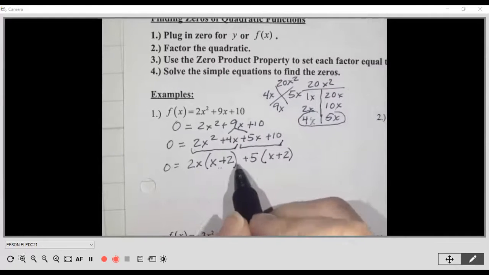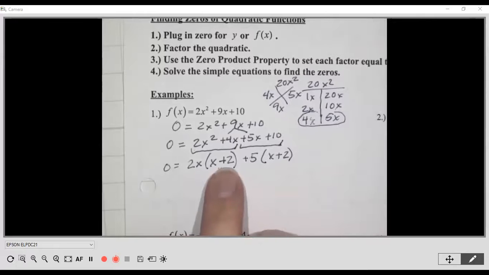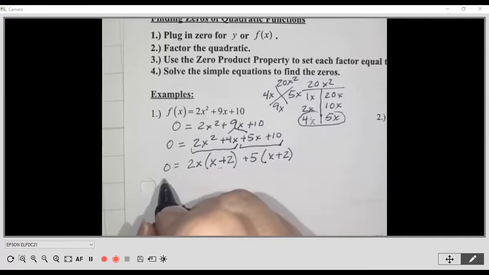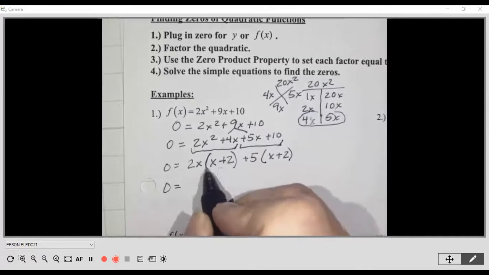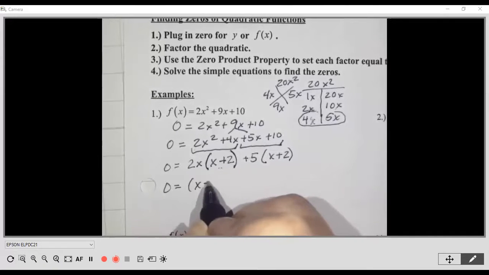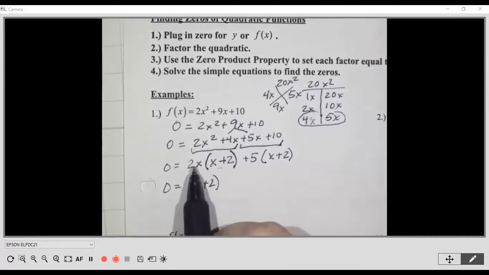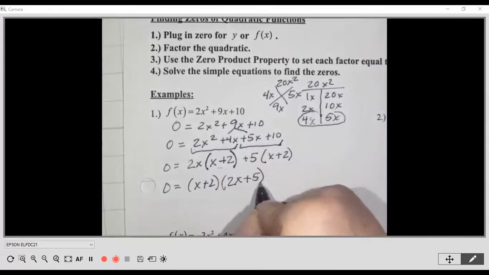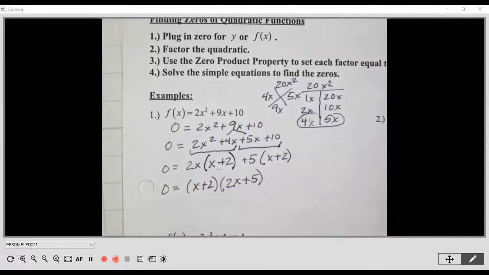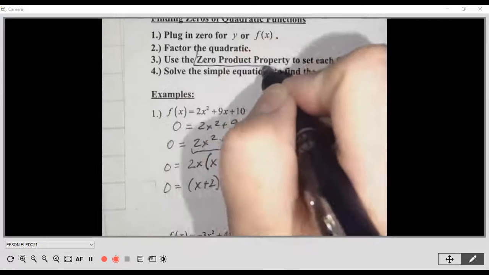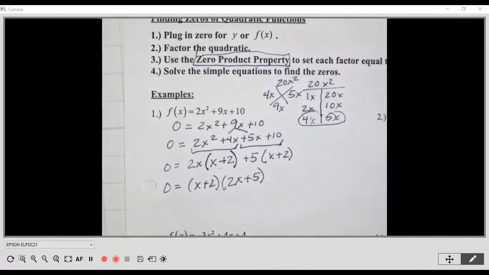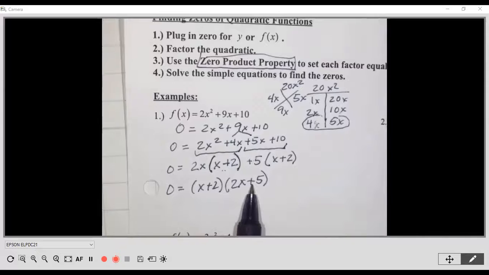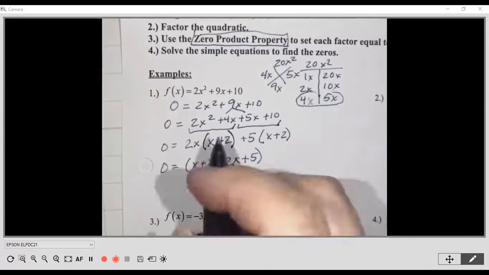So then I'll factor out that x plus 2 and see what's left over after I factor out the x plus 2 quantity from each term. So we will have 0 equals, so we're factoring out this x plus 2, and that leaves us with 2x and plus 5. Now, because of the zero product property, and that's up there in our notes, we know that in order to equal 0, one or both of these quantities needs to be equal to 0. So let's go ahead and solve.